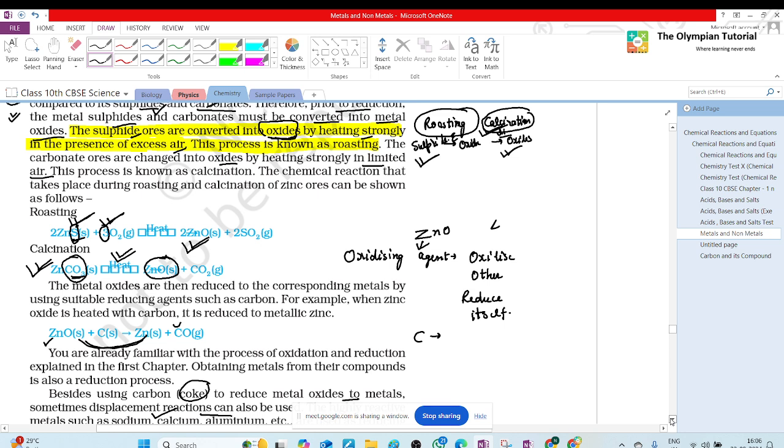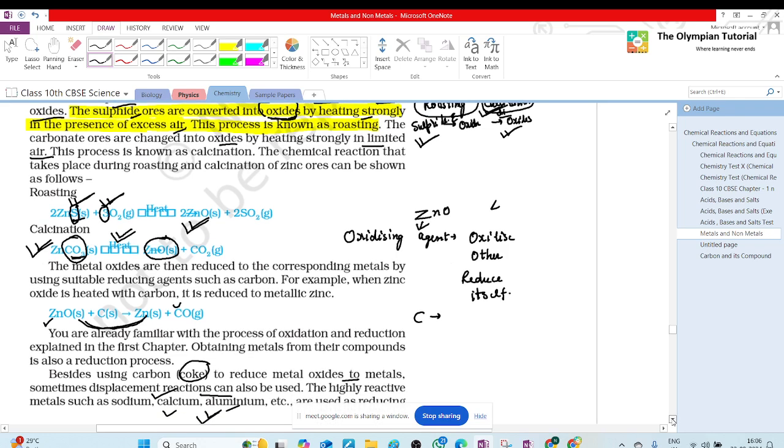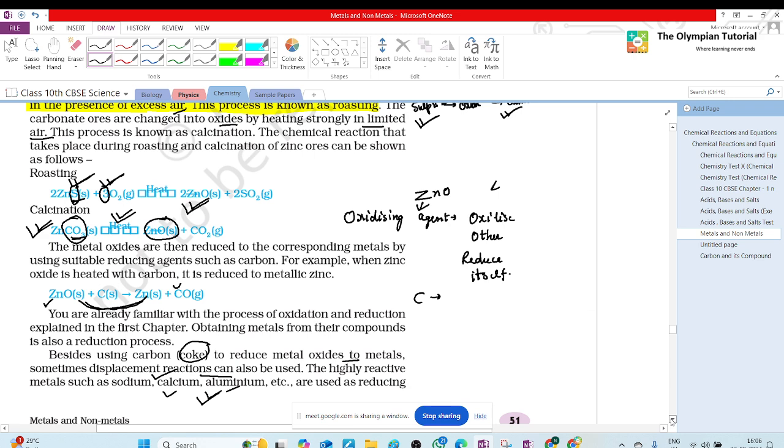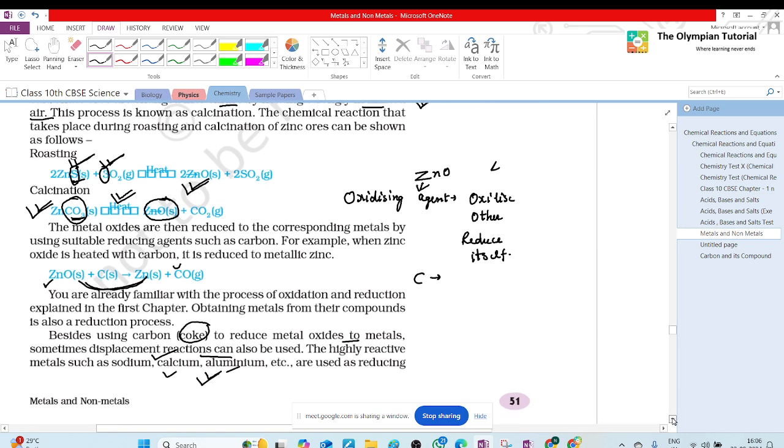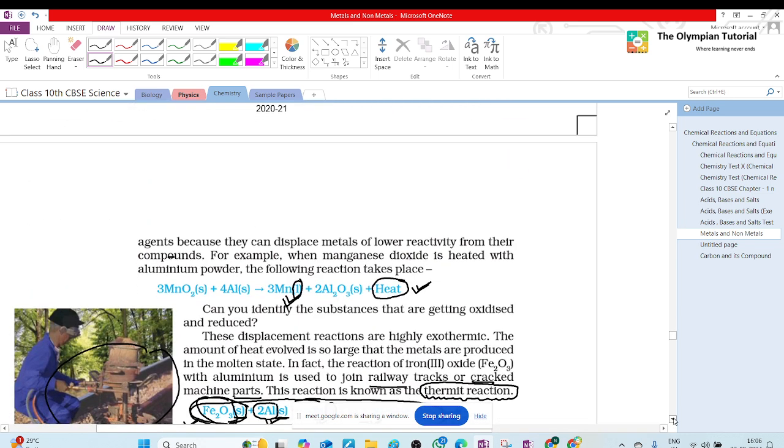Obtaining metals from their compounds is also a reduction process. Besides using carbon, coke, to reduce metal oxides to metals, sometimes displacement reactions can also be used. The highly reactive metals such as sodium, calcium, aluminium, etc., are used as reducing agents because they can displace metals of lower reactivity from their compounds. Here, in the displacement reaction, oxygen can be easily displaced by aluminium.